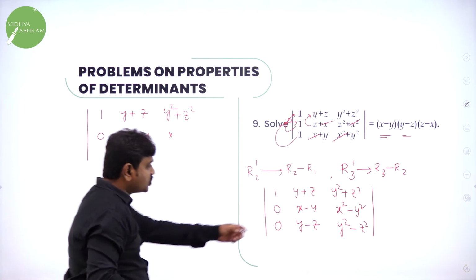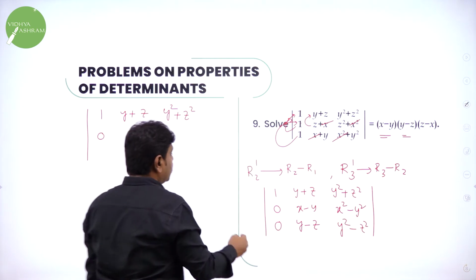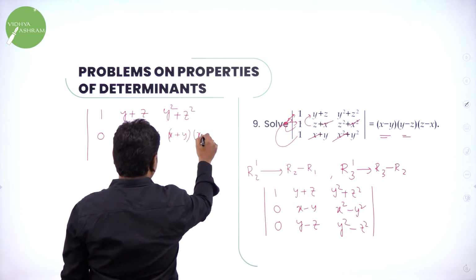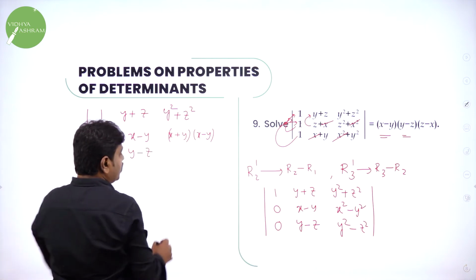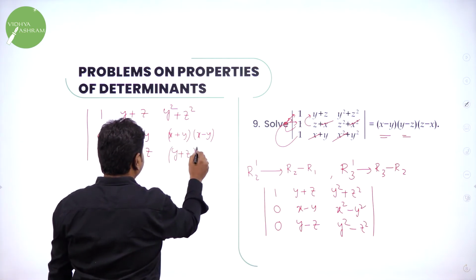Can I write x square minus y square? What is a square minus b square? a plus b into a minus b. I'll write x square minus y square as x plus y into x minus y. Then the last one, y square minus z square, I can write as y plus z into y minus z.